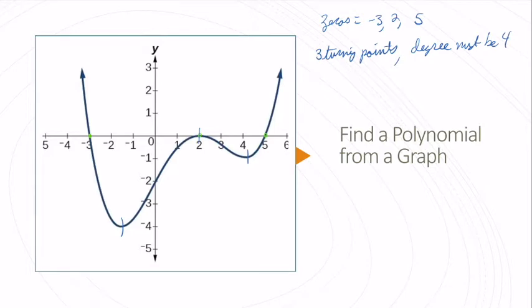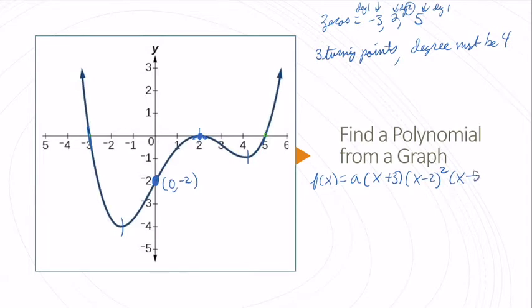So now I want to take a closer look at my zeros. Remember that where our zeros cross the x-axis, those are going to have multiplicity 1. And where our zeros only touch the x-axis, those are going to have multiplicity 2. The last thing I need is a point on my graph. I could use any point, but I'm going to use when x is 0, y is -2. So if I have f of x equals a times x plus 3, times x minus 2 squared, because it's got a multiplicity of 2 since it only touches my x-axis, times x minus 5, I need to solve for a.